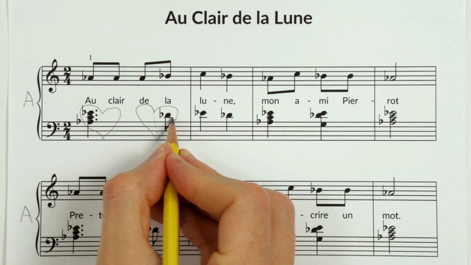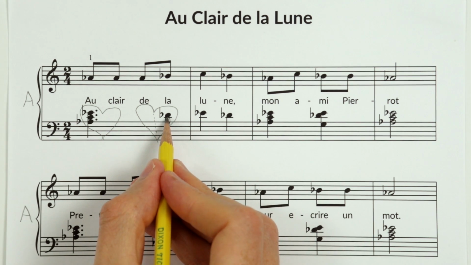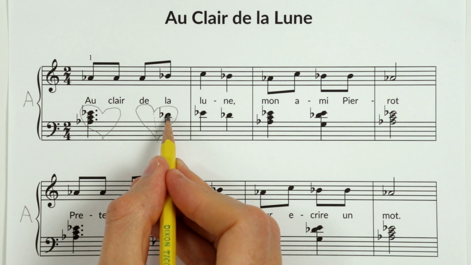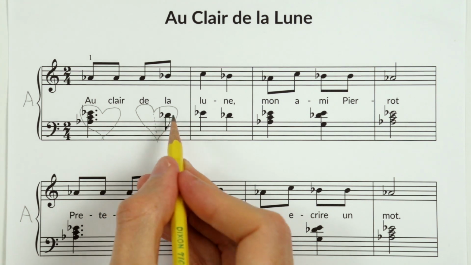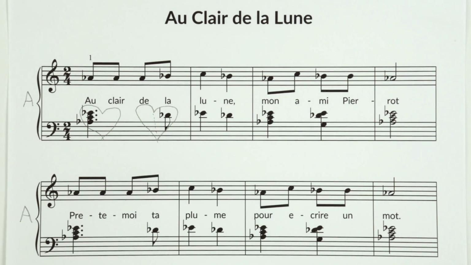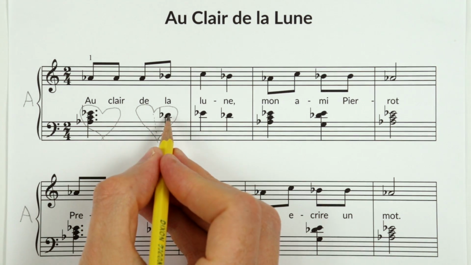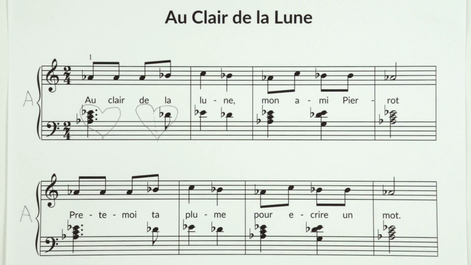You can see that there's a ledger line right here, which is the middle C ledger line, but this note sits on top of that. So it's a step above middle C, which would be what? If you said D flat, you're correct.